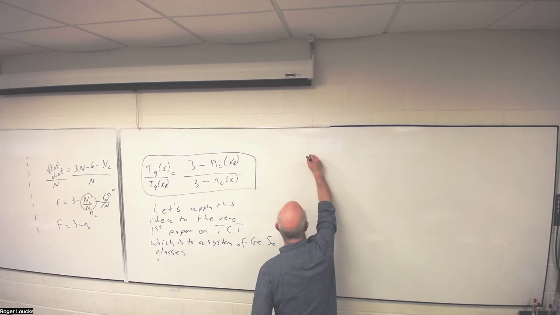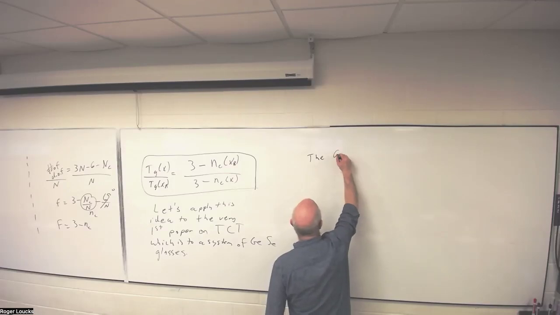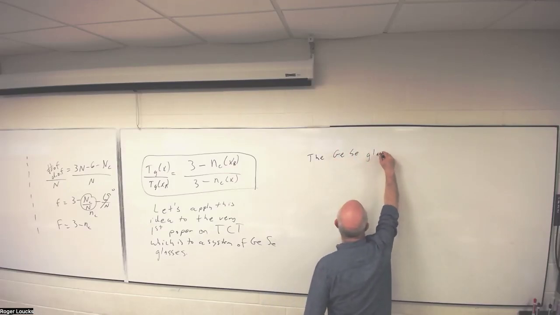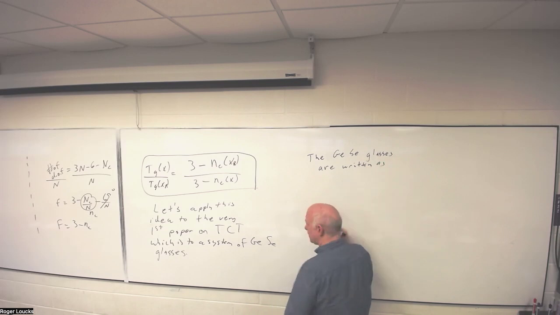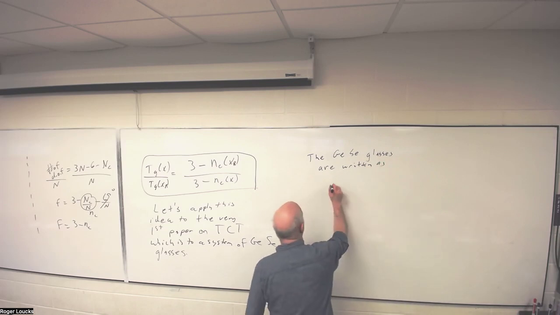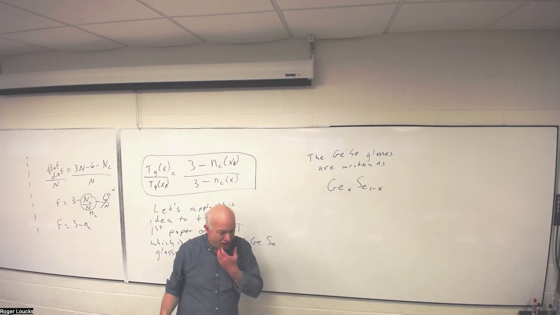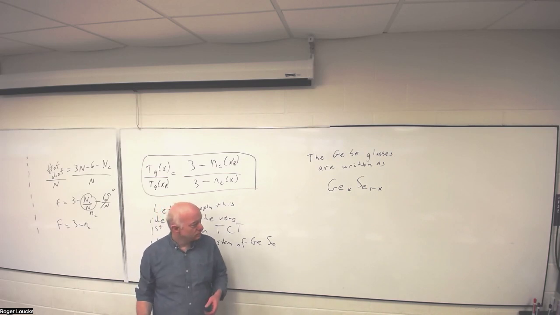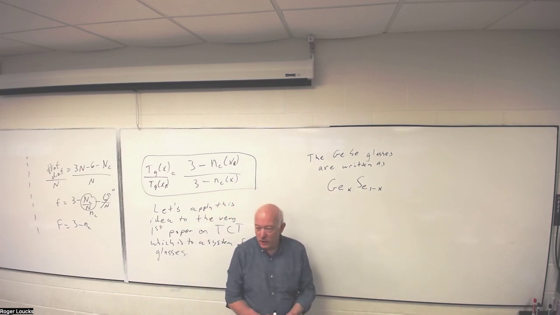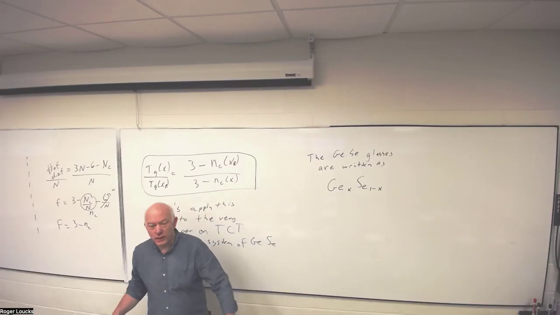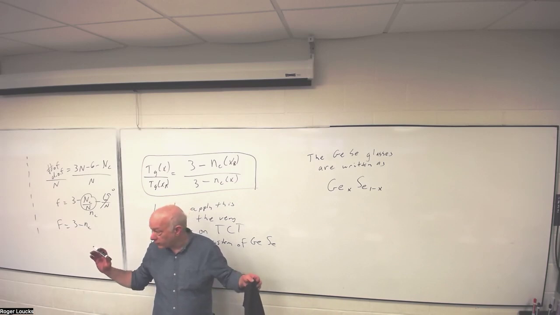So these GeSe glasses are written in really kind of a funny form. It's Ge_x Se_(1-x). That's how they're always written. What's funny about that? What would happen if my x is small? What would I have a lot of? Selenium. And these are going to be a good glass former over a wide range of x values.